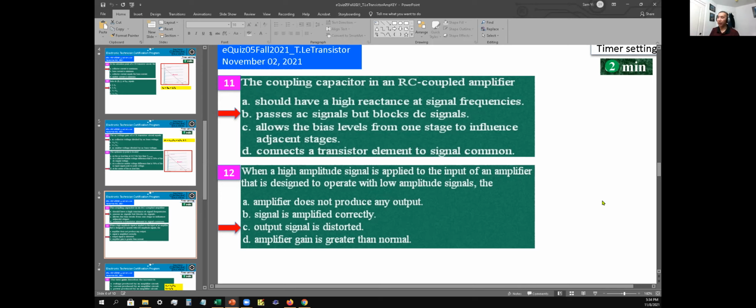So any question on number 11 or 12? Okay, no question. Next set.